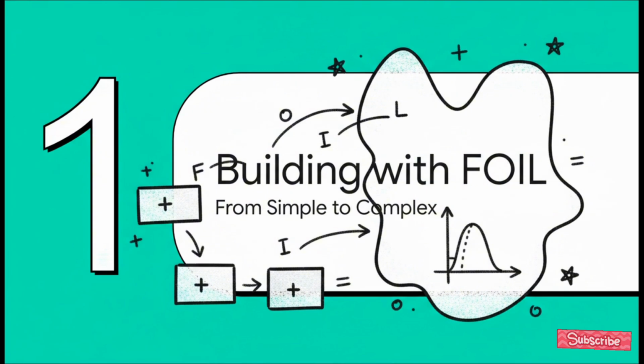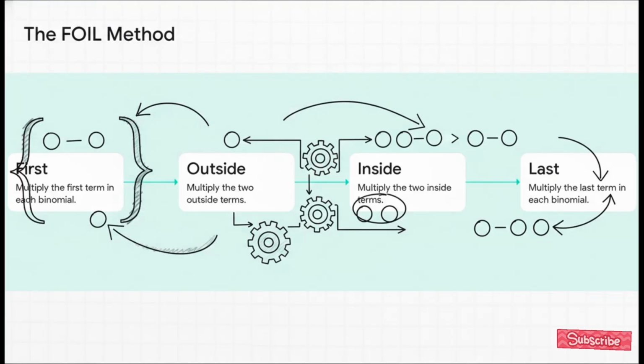Okay, let's get to it. We're going to start by actually building a quadratic. We'll take 2 of those simple binomials we just talked about and multiply them together to create something way more interesting. To do this, we use a super handy trick with a pretty memorable name, FOIL. Yeah, F-O-I-L. It's an acronym, and it's basically your cheat sheet for getting this right every single time. It stands for first, outside, inside, and last. It's our roadmap, so let's follow it.